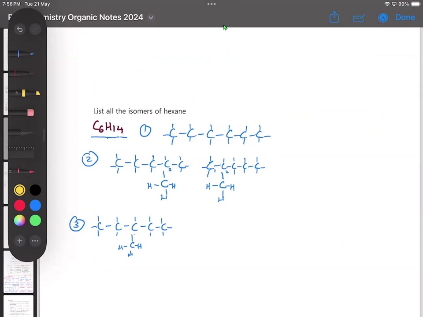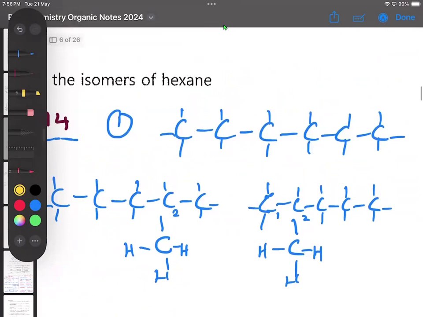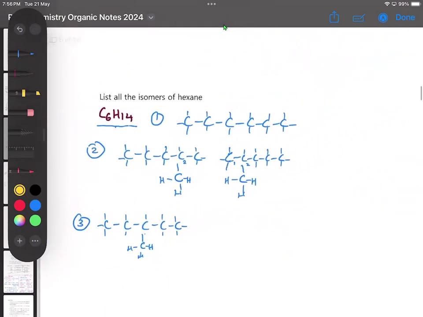So fundamentally, although both of them are 5 plus 1 attachment, the attachment is at a different place. This is attached on carbon 2, whereas this is attached on carbon 3. So fundamentally, they are still different structures.